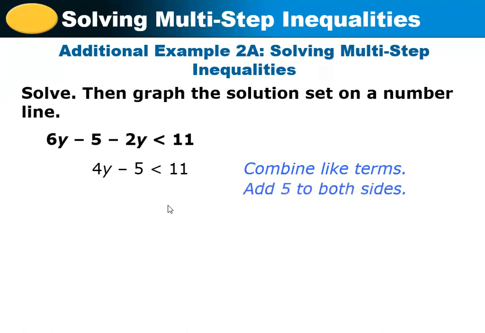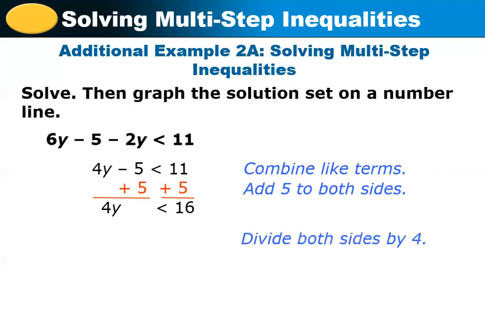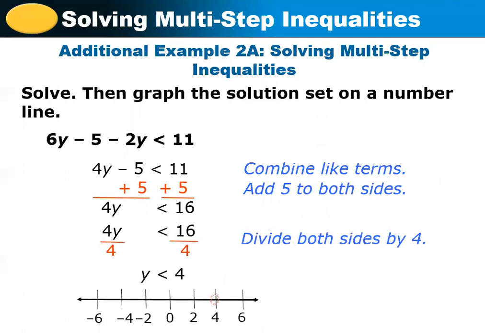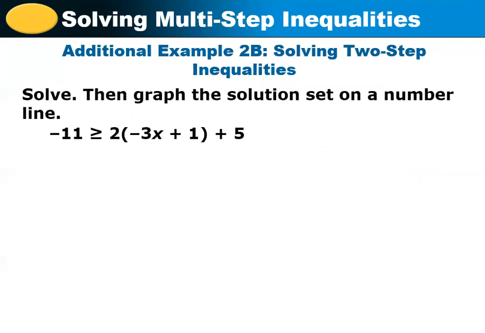Now, normal steps, we will add 5, the additive inverse, or you can transfer it to the opposite side with a different sign. It's up to you. Now we have 4y less than 16. We will divide both sides by 4, which means I have y less than 4. Then it's a blank circle, and it will move to the left side.